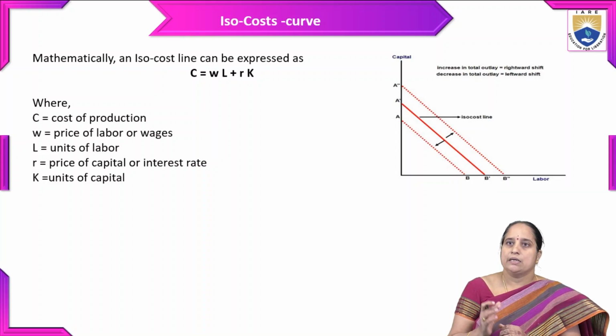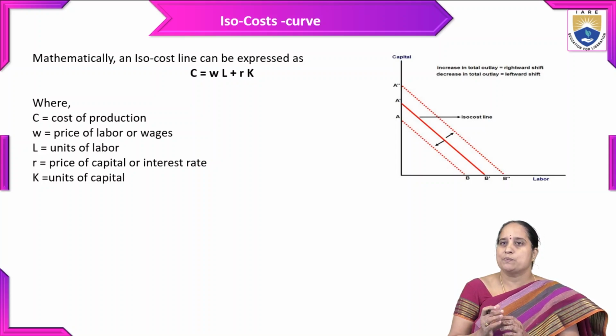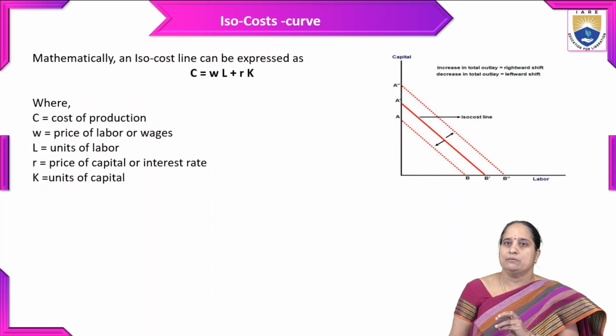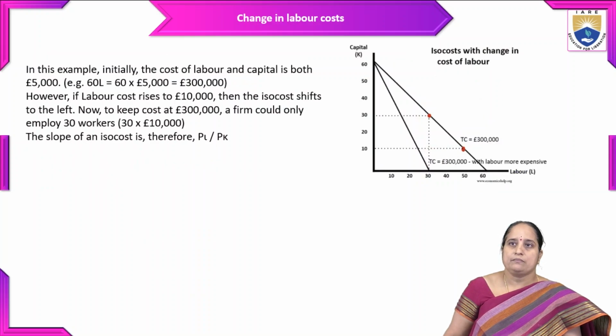Mathematically, an isocost line can be expressed as C is equal to WL plus RK, where C is known as the cost of production, W represents the price of labor or wages, L denotes units of labor, R represents the price of capital or interest rate, and K stands for units of capital.